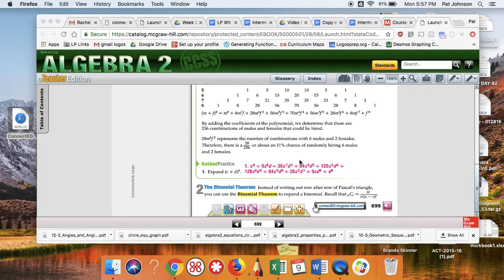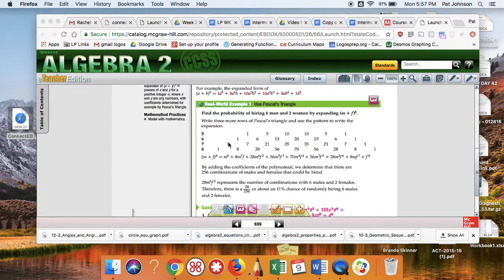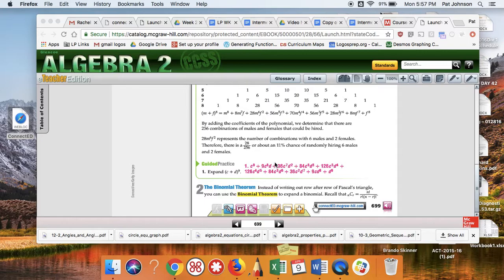All right. Now we're going to look at the binomial theorem instead of writing out the rows of the Pascal triangle, because this could get pretty tedious if I did. I mean, I could do it if I wanted to do a plus b to the 15th power. It would take me a long time. So instead, we can use the binomial theorem to expand. So if we recall, for probability, we have C n r equals n factorial over r factorial times n minus r factorial.